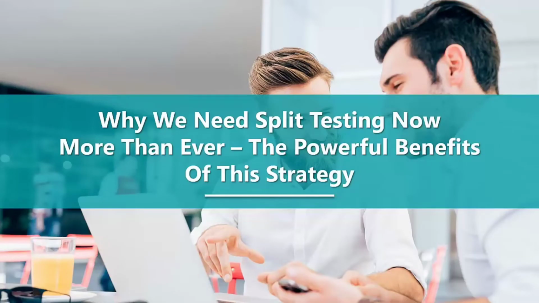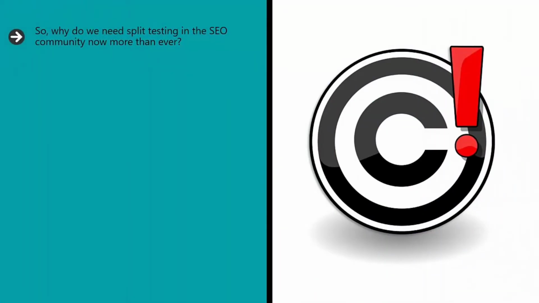Why we need split testing now more than ever, the powerful benefits of this strategy. So, why do we need split testing in the SEO community now more than ever? The simple answer is that SEO is more complex than it has ever been, and we have even less idea of how it works. For a moment, let me talk about another tangentially related example. YouTube's copyright algorithm. You see, over on YouTube, there is an algorithm designed to ensure that users don't upload copyrighted content. This prevents YouTube from getting into legal trouble and protects the intellectual property of music labels and movie studios.